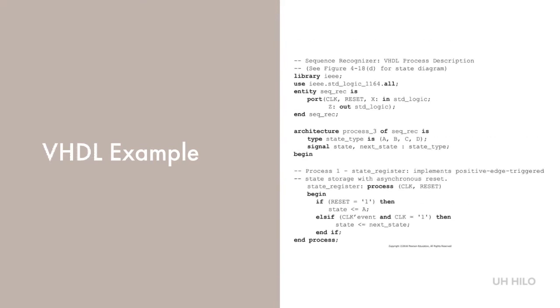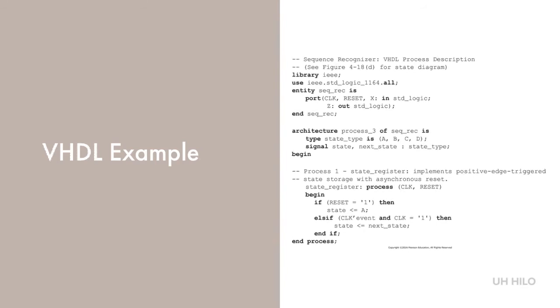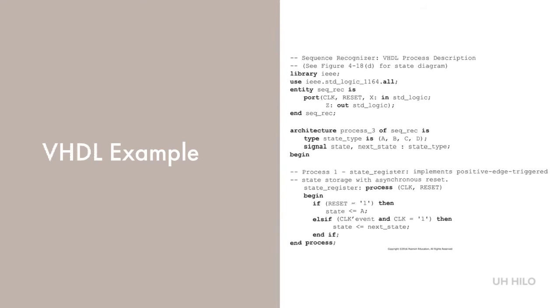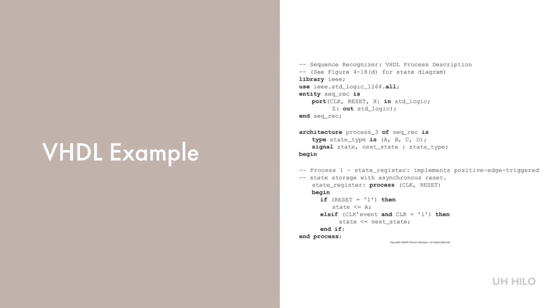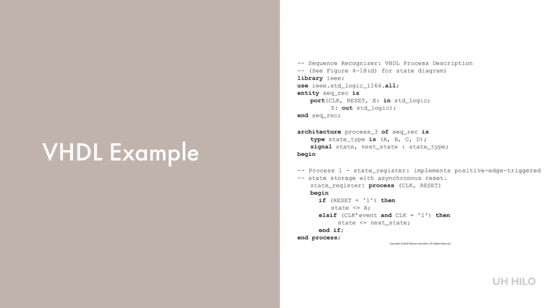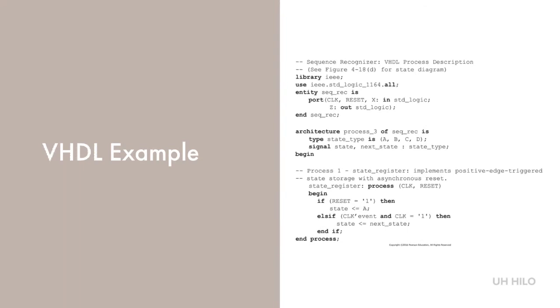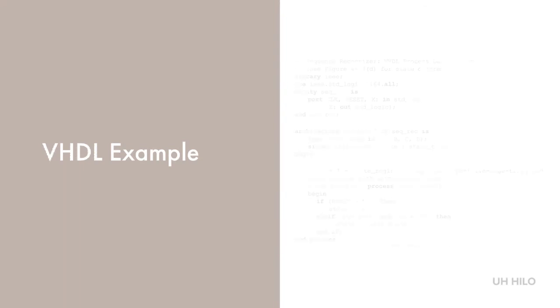The other example covered in the text is the sequence recognizer for 1101 that we saw earlier in our discussion of state diagrams. The sequence recognizer has 3 processes, and we can see the first 2 appearing here. Another thing to note here is the appearance of the word type, which permits us to define new types analogous to existing types such as standard logic. In this code, we use it in conjunction with the keyword is to define 4 different states.